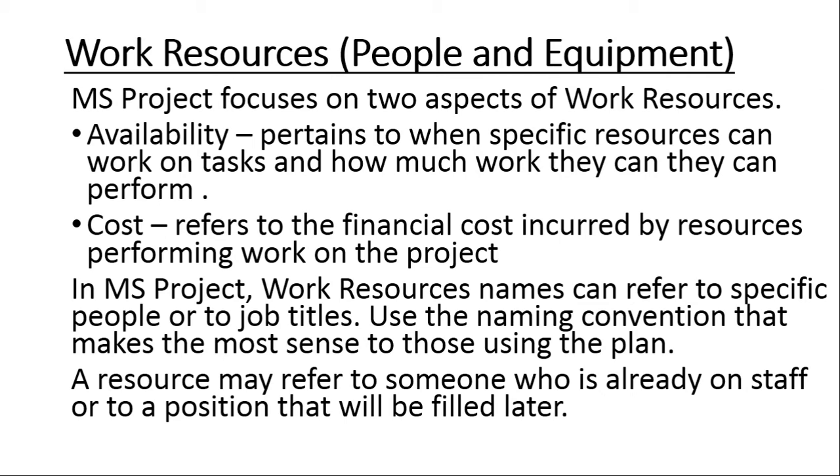In MS Project, work resource names can refer to specific people or to job titles. So in other words, if you're asked to put the name of the resource, if there is a specific person working on that task, you can say the resource is John. But if there is a group of people that can be interchanged to perform the same task, you can simply put a job title to say artisans or to say electrician. Then the names of the individual people will not matter.